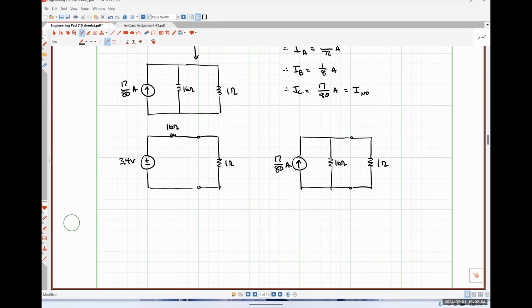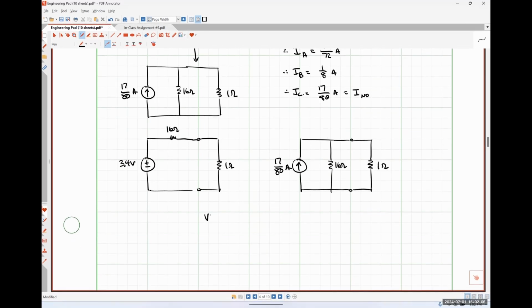So from that, we could say that our Thevenin voltage, VTH, is simply I Norton times our Thevenin resistance. Or we could say that our Norton current is V Thevenin divided by R Thevenin. Or we could say that R Thevenin is equal to the ratio of V Thevenin to I Norton. And we can check that work here really easily.